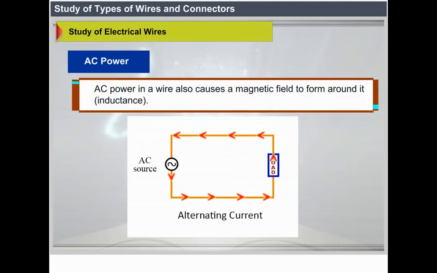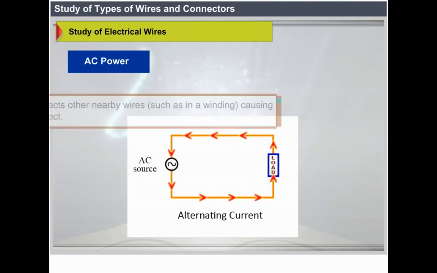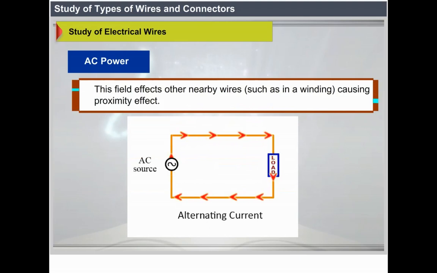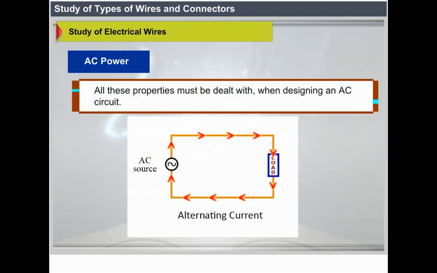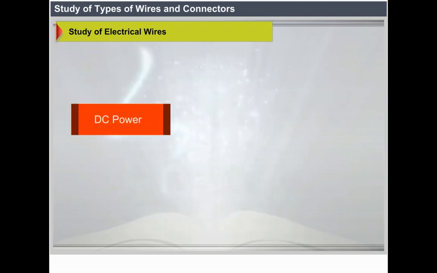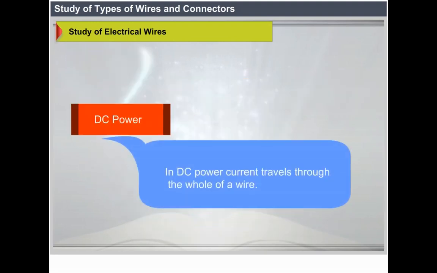AC power in a wire also causes a magnetic field to form around it. Inductance. This field affects other nearby wires such as in a winding, causing proximity effect. All of these properties must be dealt with when designing an AC circuit. DC power. In DC power, current travels through the whole wire.